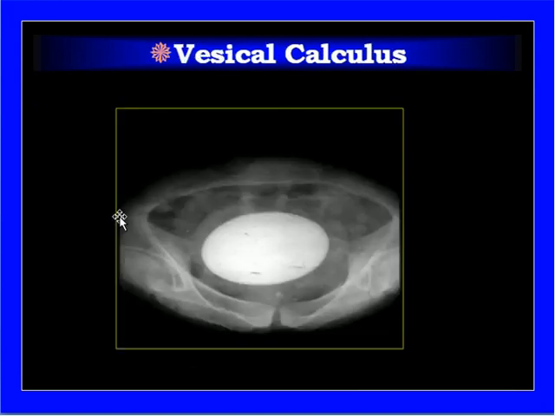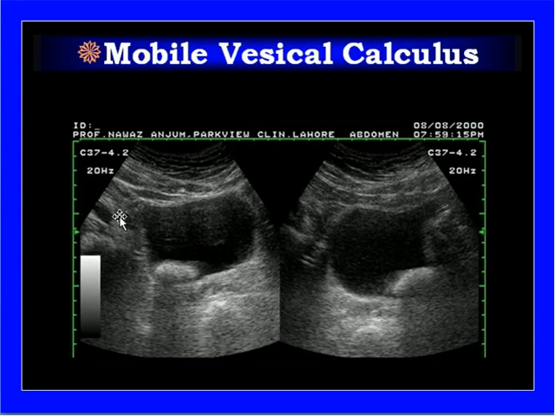Vesical calculus, very much looking like an egg. It has very well defined border margins, and this is filling the whole of the urinary bladder. Another case of mobile vesical calculus.